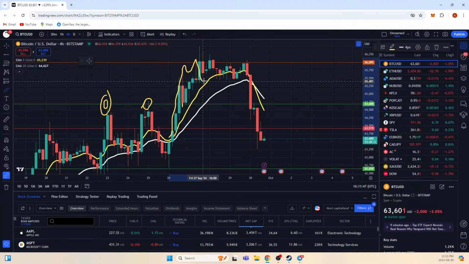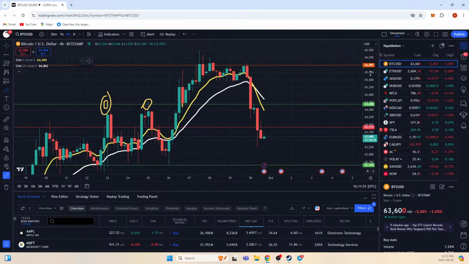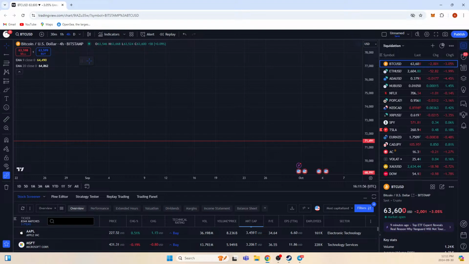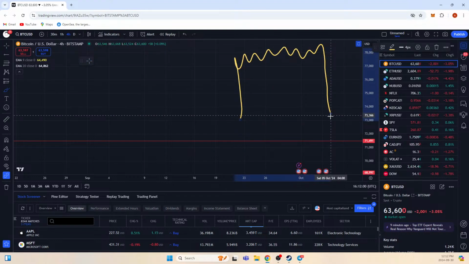There's a BART formation on Bitcoin. For those of you that are new to the stream and don't know what a BART formation is, think of that character in Simpsons, Bart, his head. BART formations are extremely easy to spot in Bitcoin, and they work extremely well.